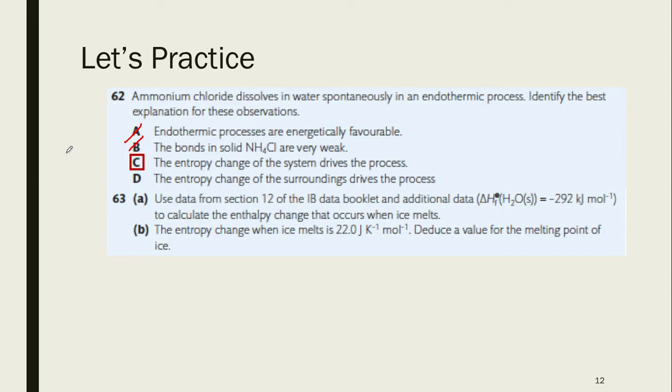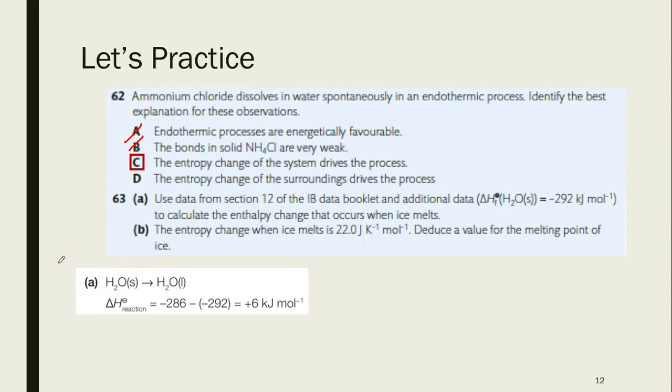If we want to find the enthalpy change, remember, for enthalpies of formation we take the products minus the reactants. So the product would be negative 286, and we're going to subtract a negative 292 to give us an overall enthalpy change of positive 6 kilojoules per mole. So we do products minus reactants, and that gives us that positive 6.